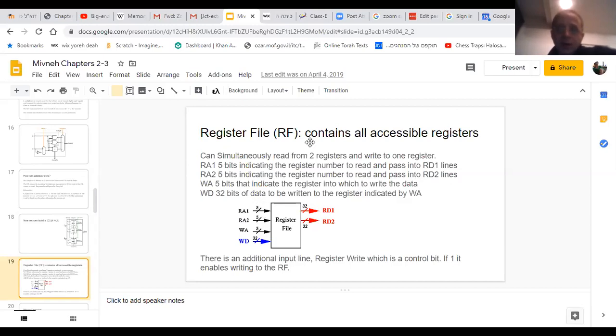What does this button do? Anyway, is that clear? Somebody? I don't see anybody.